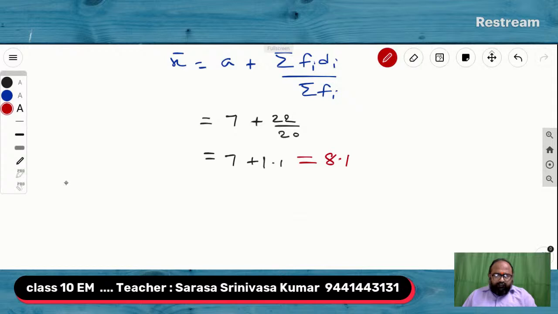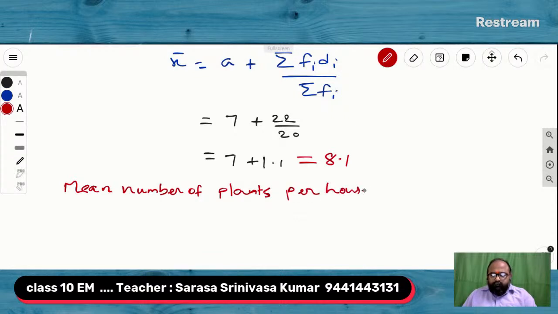Mean number of plants per house. X bar equal to 8.1. So up to now we calculated the arithmetic mean by assumed mean method. Now let us start the problem to solve by step deviation method.